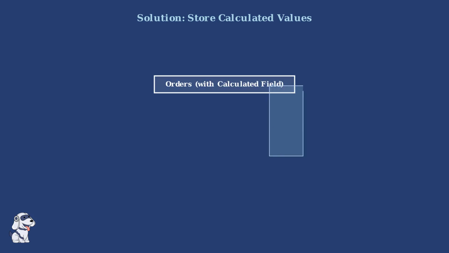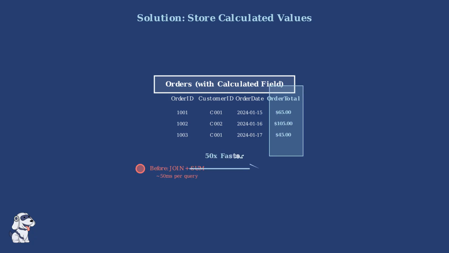Now our orders table includes a pre-calculated order total field. Instead of computing sums during queries, we simply read the stored value. This transforms expensive calculations into fast lookups. The performance improvement is dramatic. Complex join operations that might take 50 milliseconds become simple reads taking just 1 millisecond. This represents a 50-fold performance improvement for frequently accessed data.